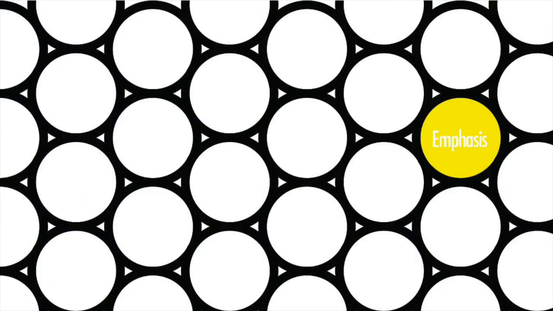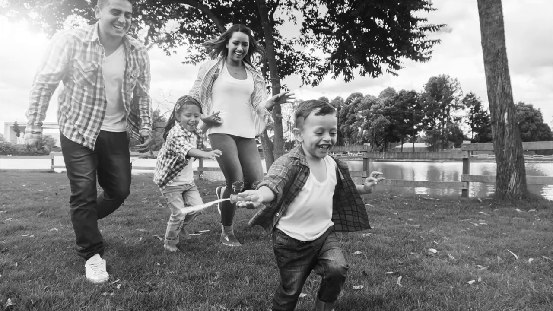Next, we have emphasis, which is about the focal point that you want the viewer to see. If we take a look at this picture of a happy family, the emphasis is on the kid running, but if we color the mother in the background, she suddenly becomes the focal point.